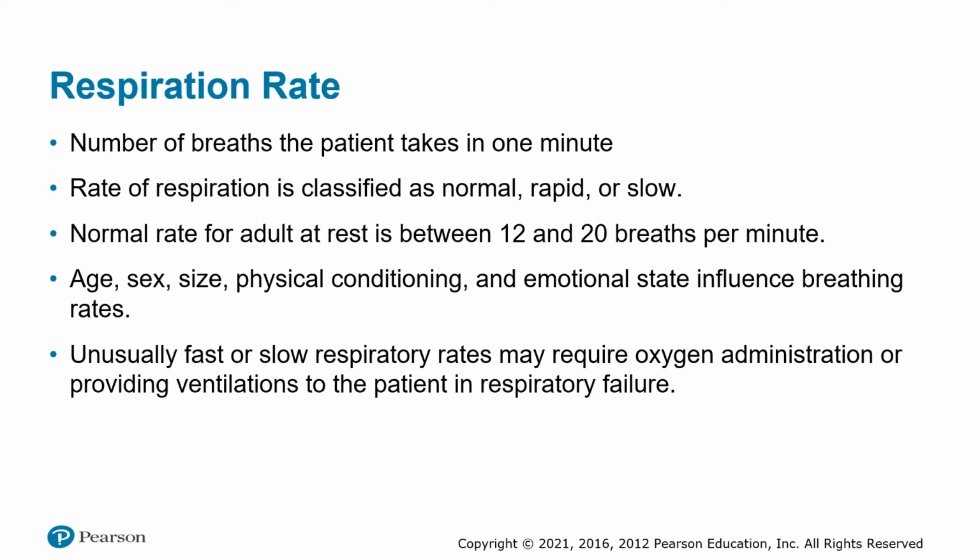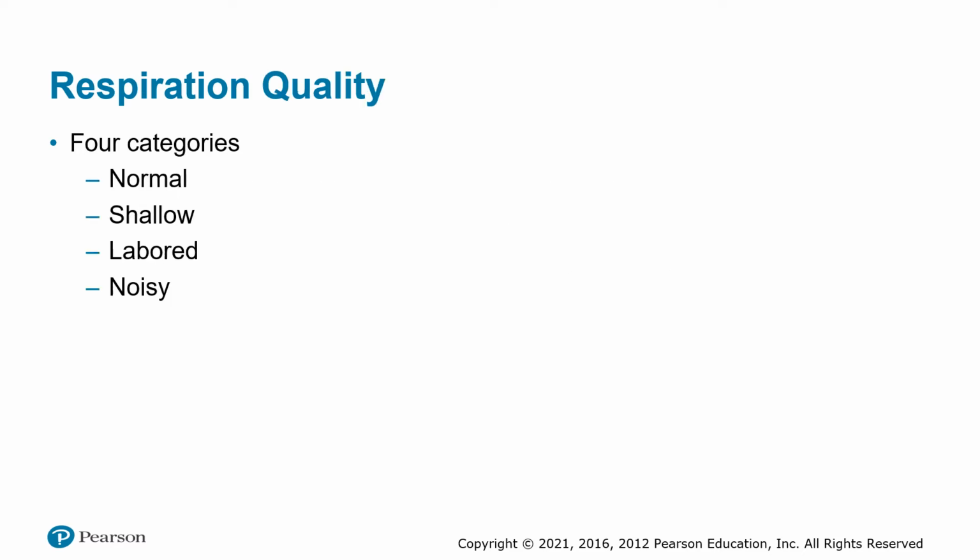If they've got anxiety, their respiratory rate is going to be high. Unusually fast or slow respiratory rates may require oxygen administration or providing ventilation to patients in respiratory failure. We talk about quality. There are 4 categories: normal, shallow, labored, or noisy. You can have more than one of these, but you're going to check those.